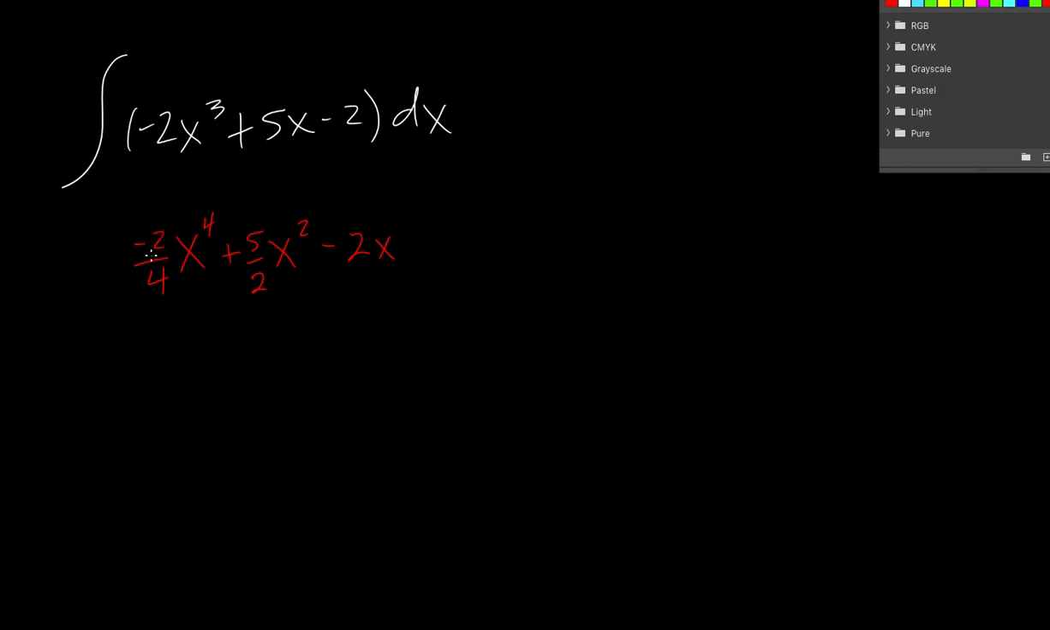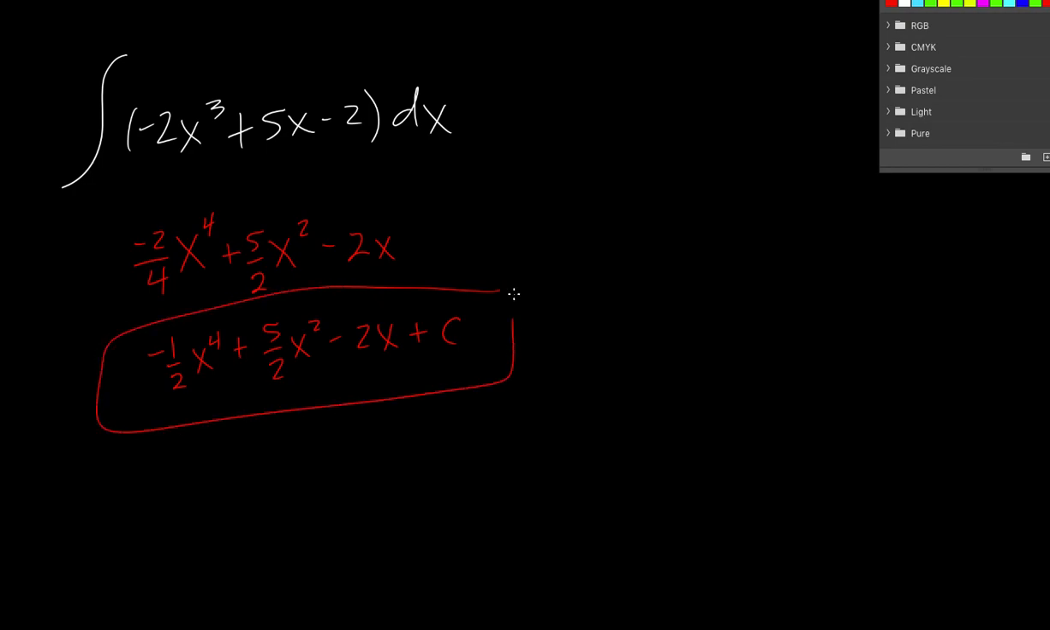The only thing that needs to be simplified right here is negative 1/2, and since there could be a constant and it wouldn't change that, we want to put plus c on the end of that.